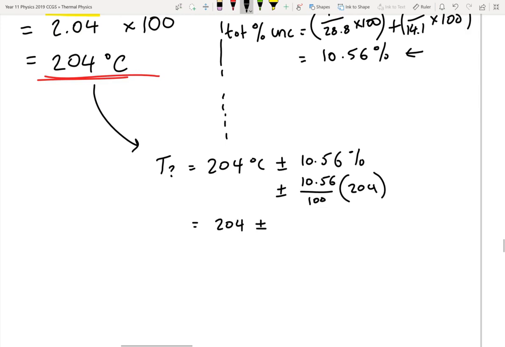What do we get? 21.54. And then lastly, we express our error to the decimal places of the measurement. So we need to round this to 0 decimal places. So it's going to be 204 plus or minus 22.